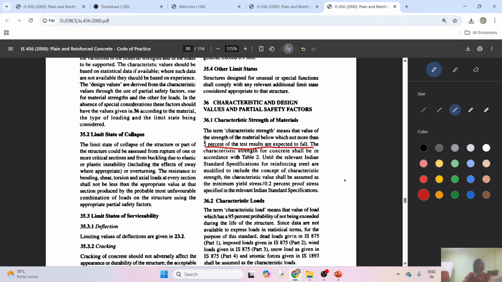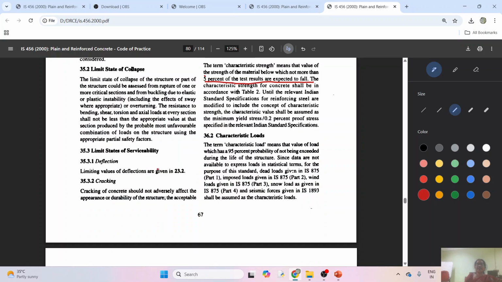Characteristic strength of the steel is taken as the minimum yield stress or 0.2% proof stress specified by the various Indian Standards. In case of mild steel, it is taken as the minimum yield strength of the steel. In case of HYSD bars, high yield strength deformed bars, it is taken as equal to 0.2% proof stress. So this is considered as the characteristic strength of the steel.